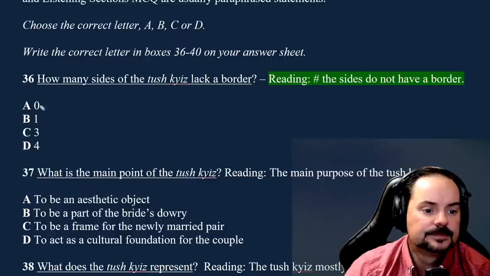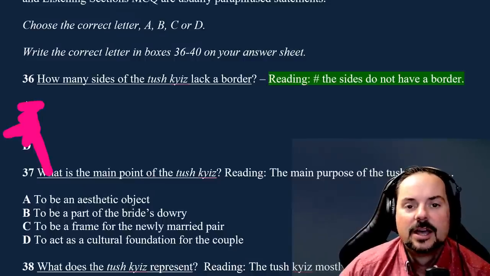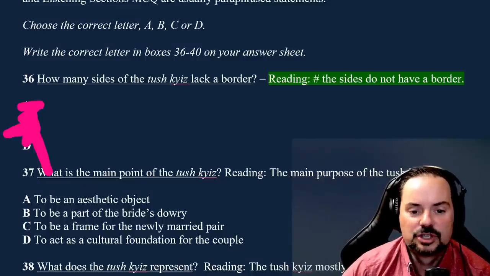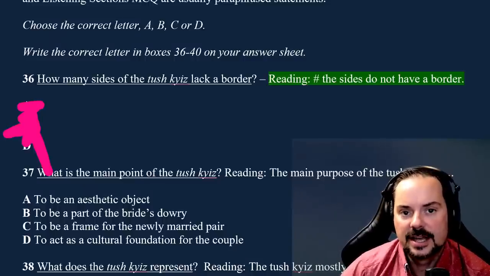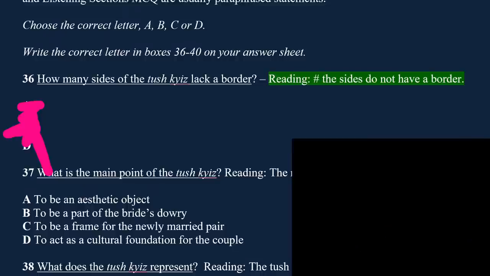How many sides of the Turkish rug lack a border? Okay. Trick number one for multiple choice: you should always try to answer on your own before you look at the answers. If you're looking at the answers before you're thinking, you get yourself into trouble because you might be confused by multiple correct answers, and you're always looking for the best answer. So according to you, Maya, how many sides of the rug lack a border?